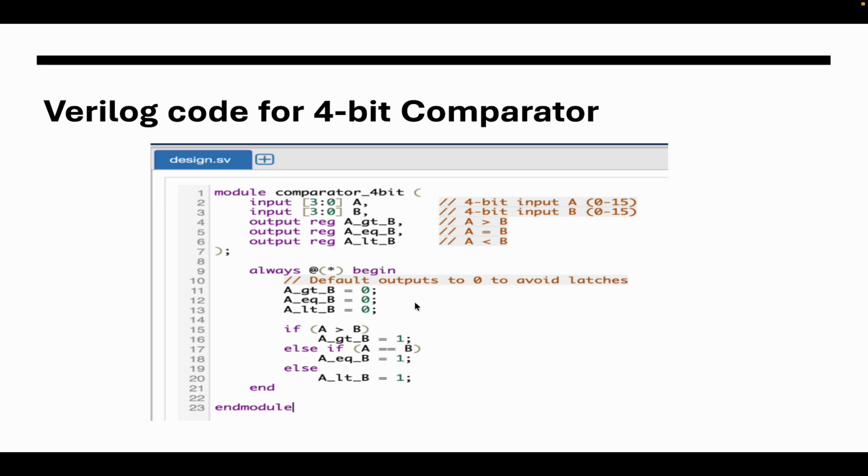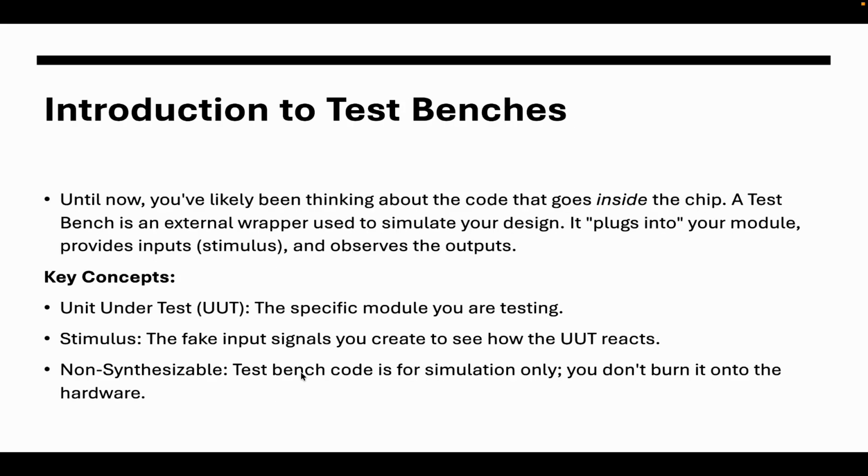Before starting that, let us put a default condition saying that all our outputs are 0. If the value of A is greater than B, we'll write it as 1. So A greater than B is set as 1. Else, if it is not greater, we'll check whether it is equal. If it is equal, A equal to B will become 1. Else, the last condition, if both these conditions are not met, we'll say that A lesser than B is equal to 1. End the module.